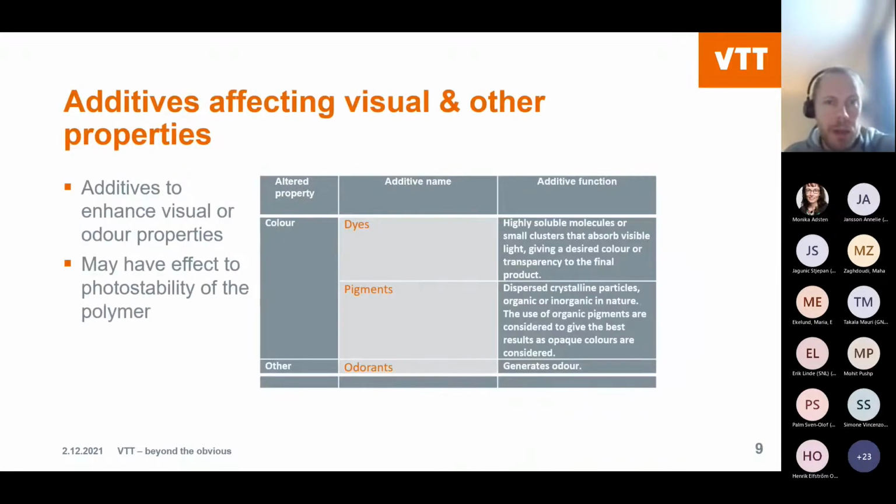And then finally, we have the additives affecting the visual properties. So generally, the color additives are divided in two sections: dyes and pigments. They have slightly different functions in the polymer, and then also some polymer products contain odorants, but perhaps the industrial grade polymers to a lesser extent.